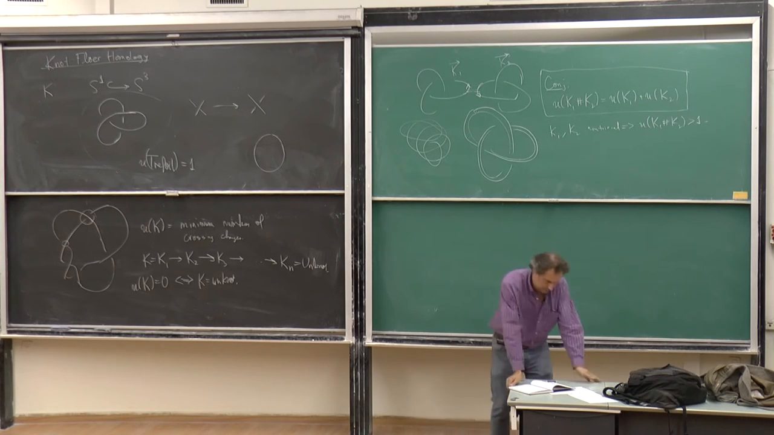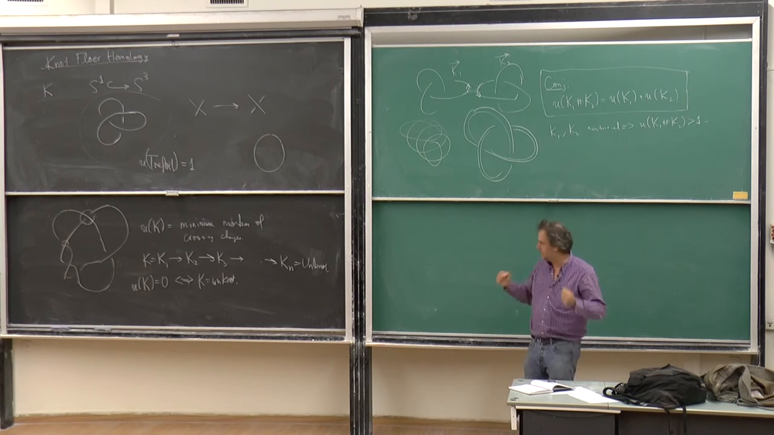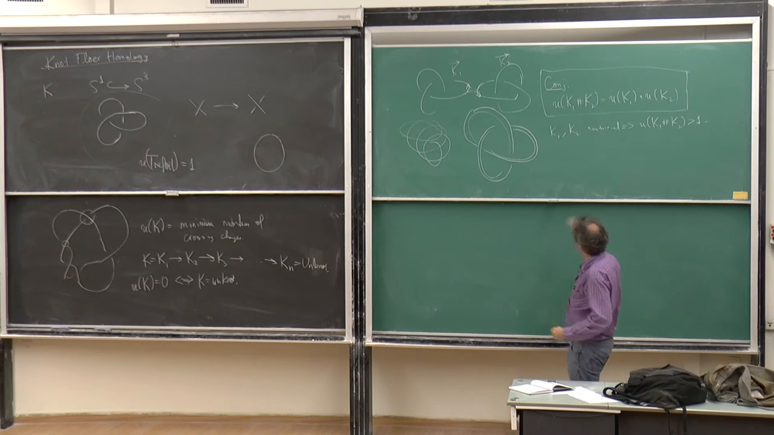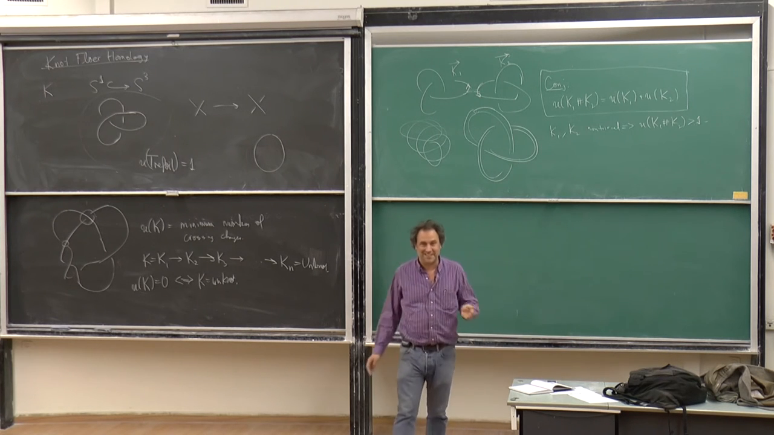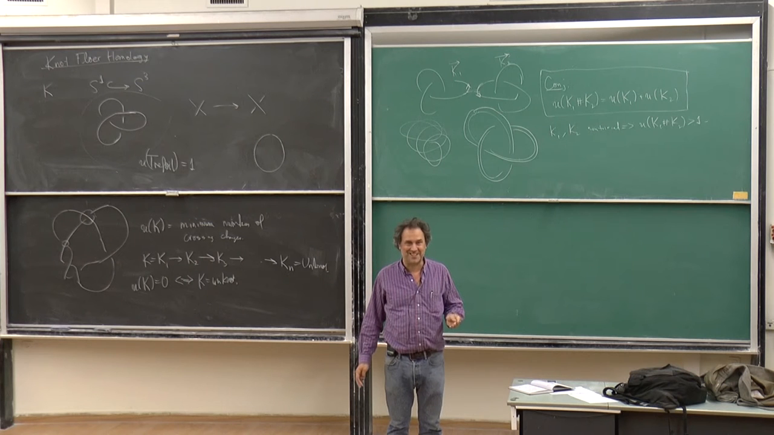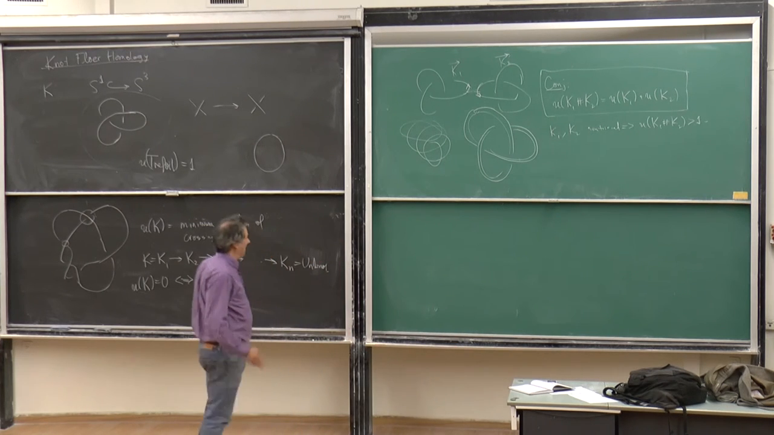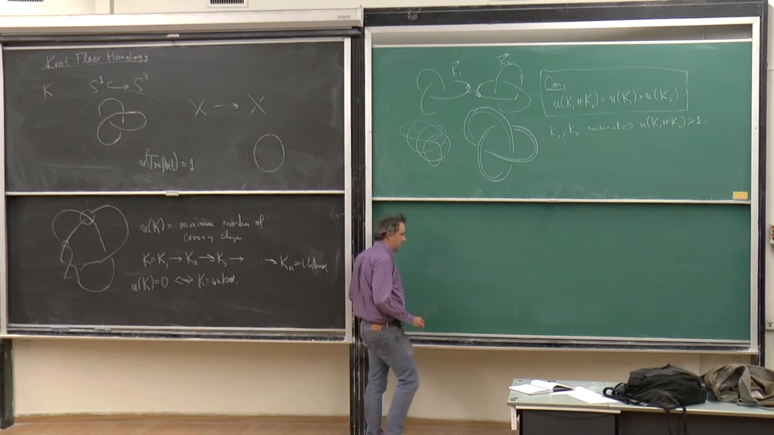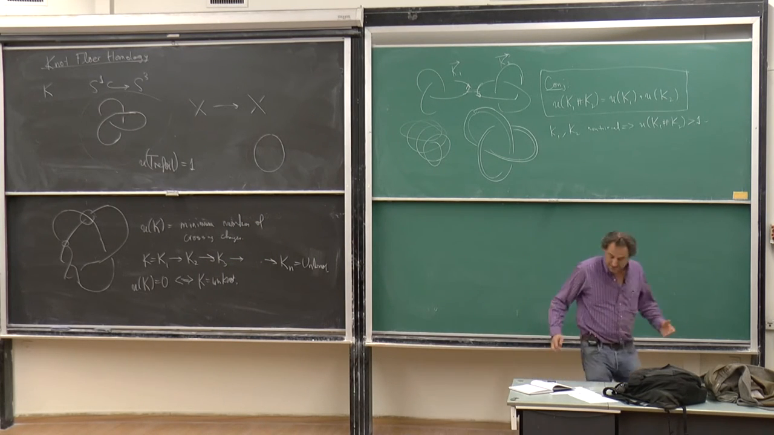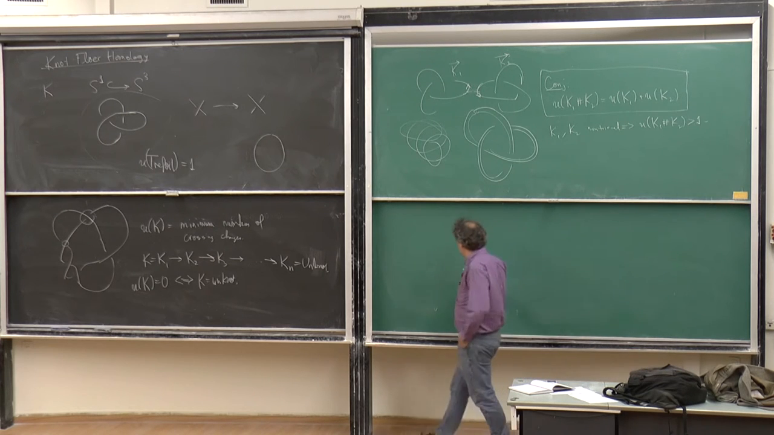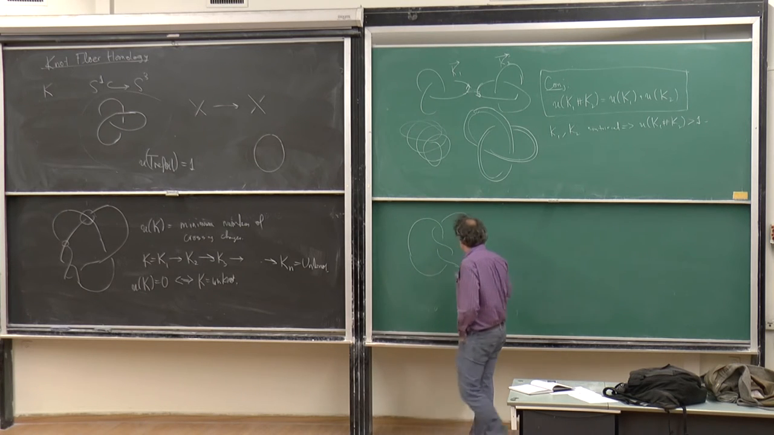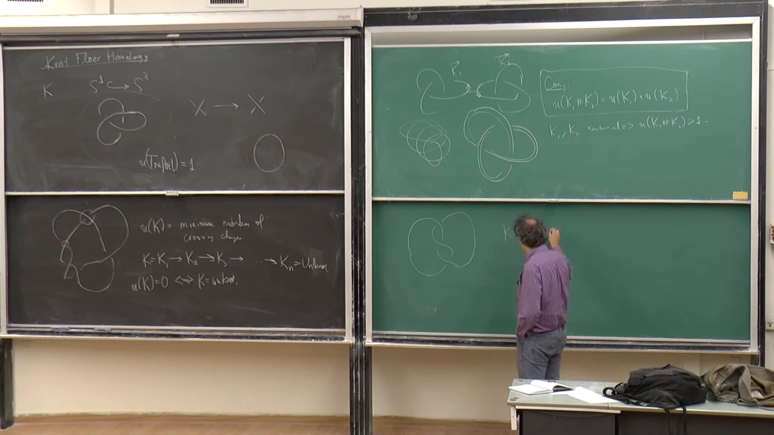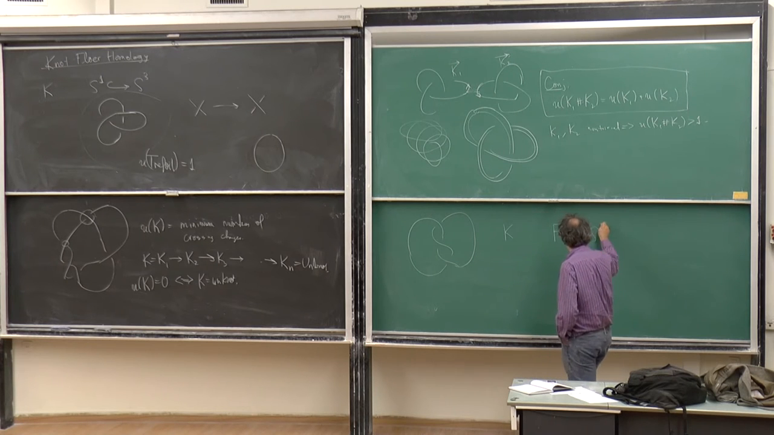Excellent. So let me describe some other invariant if we don't like the unknotting number. That's called the Seifert genus. There's another measure of complexity which is much more tractable, called the Seifert genus of a knot. The basic point is that if K is a knot, then I can find some smoothly embedded surface in S3 whose boundary is K.